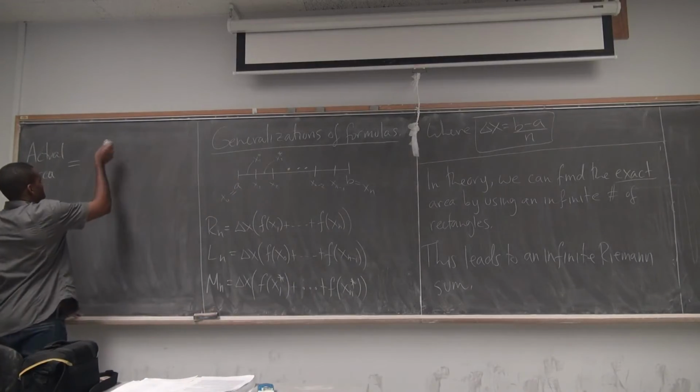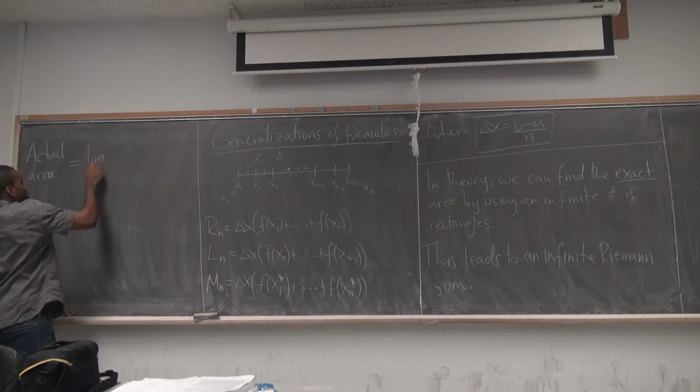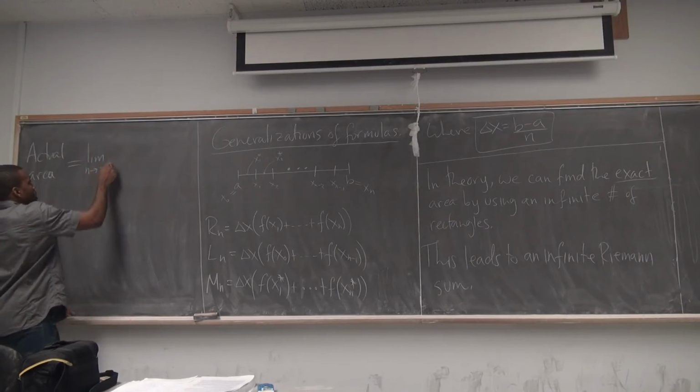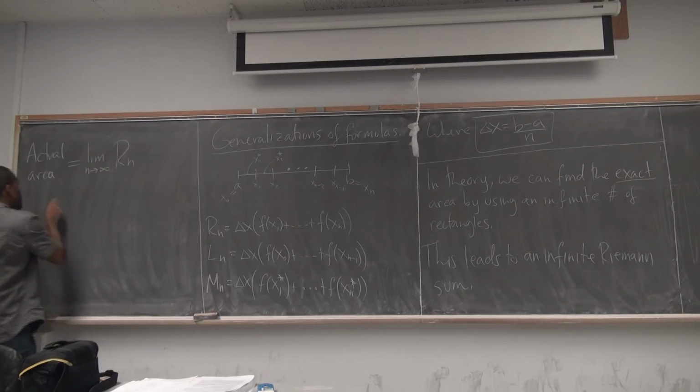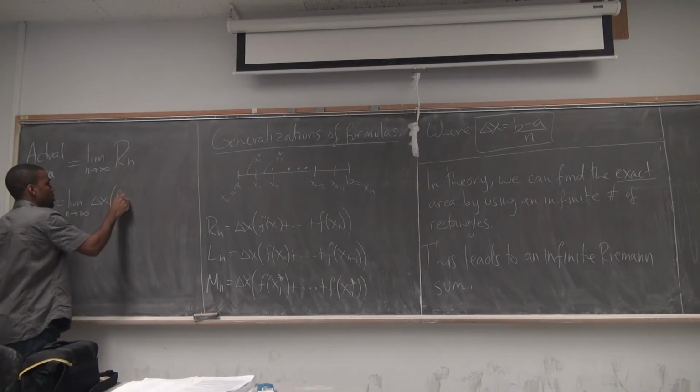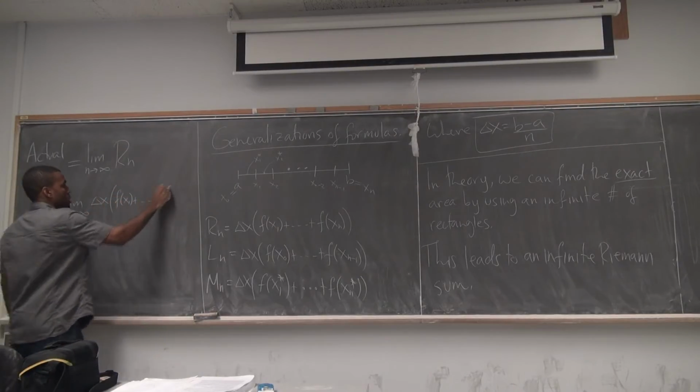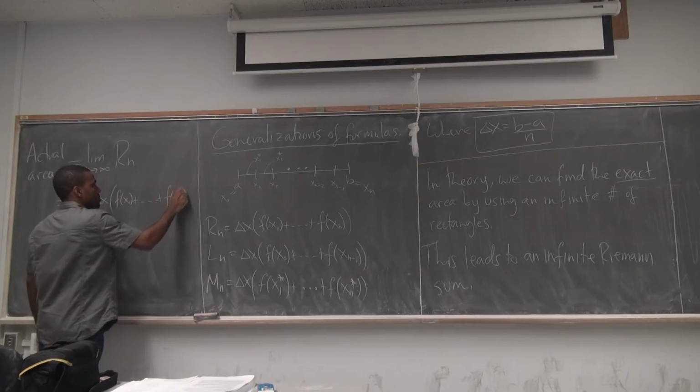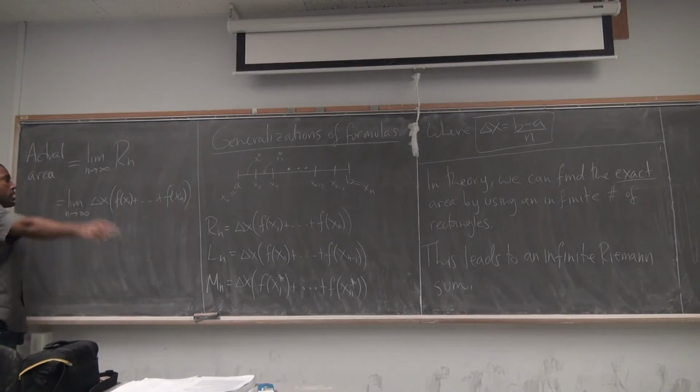So basically what I'm going to say is, for example, take the limit as n approaches infinity of Rn. So I'm going to say the limit as n approaches infinity of delta x times f of x1 plus all the way to f of xn. And my n is going to infinity, right? So I just keep cutting up rectangles forever. And basically, if I take the limit, that's what I'm doing. I'm adding all these rectangles, I will get the exact area.